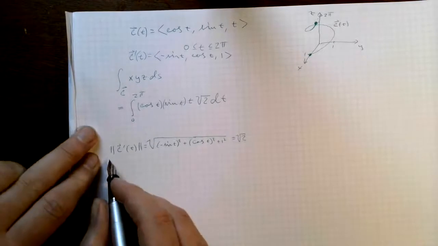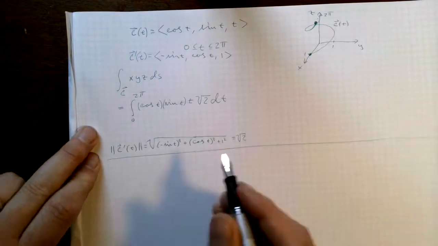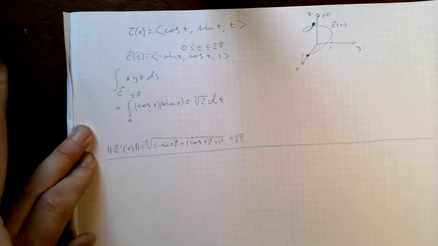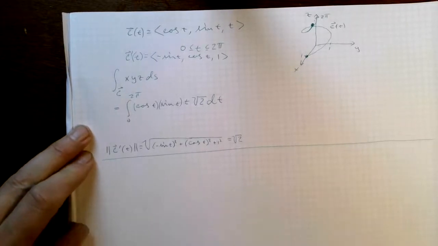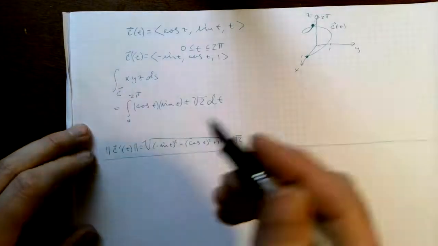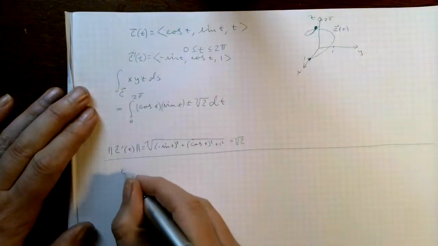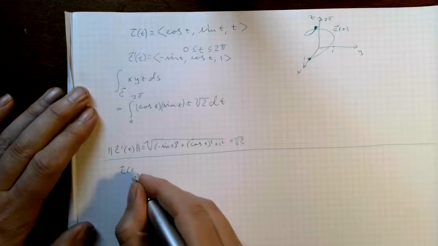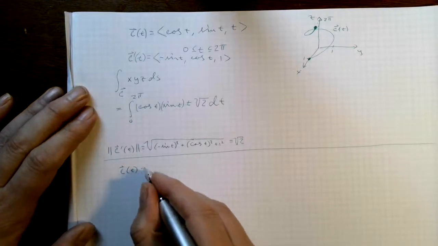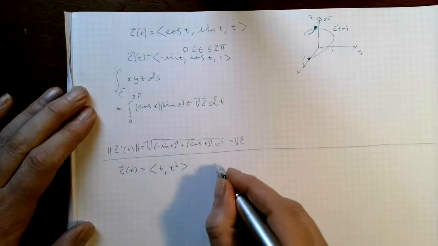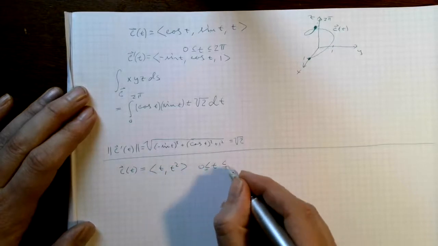Let me do another one, and let's do a simpler one. You can do this in two variables again as well, right? So suppose that my c of t is t squared. Let's suppose t goes from 0 to 1.